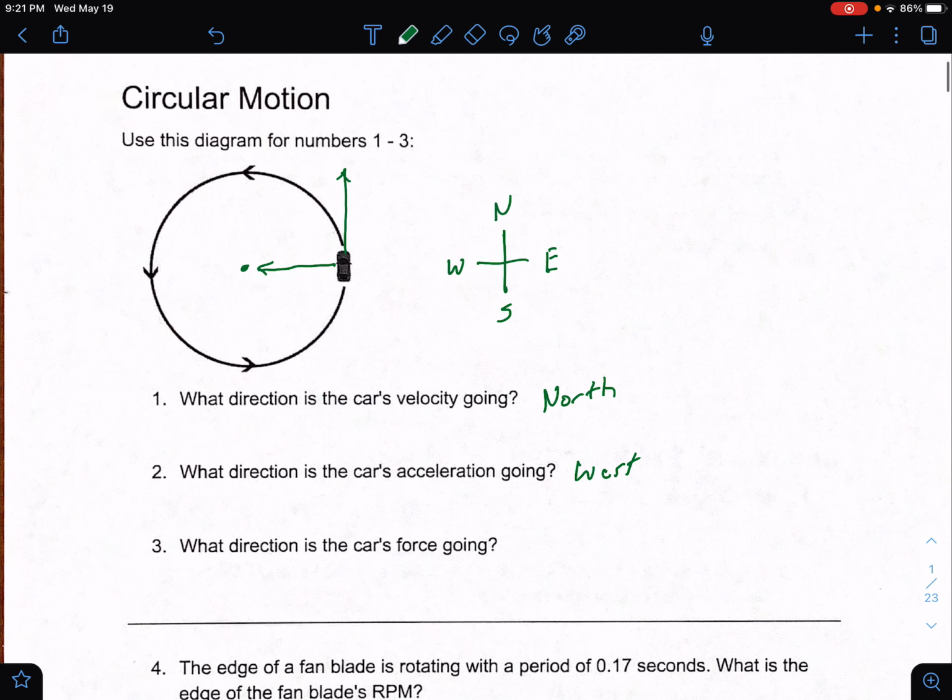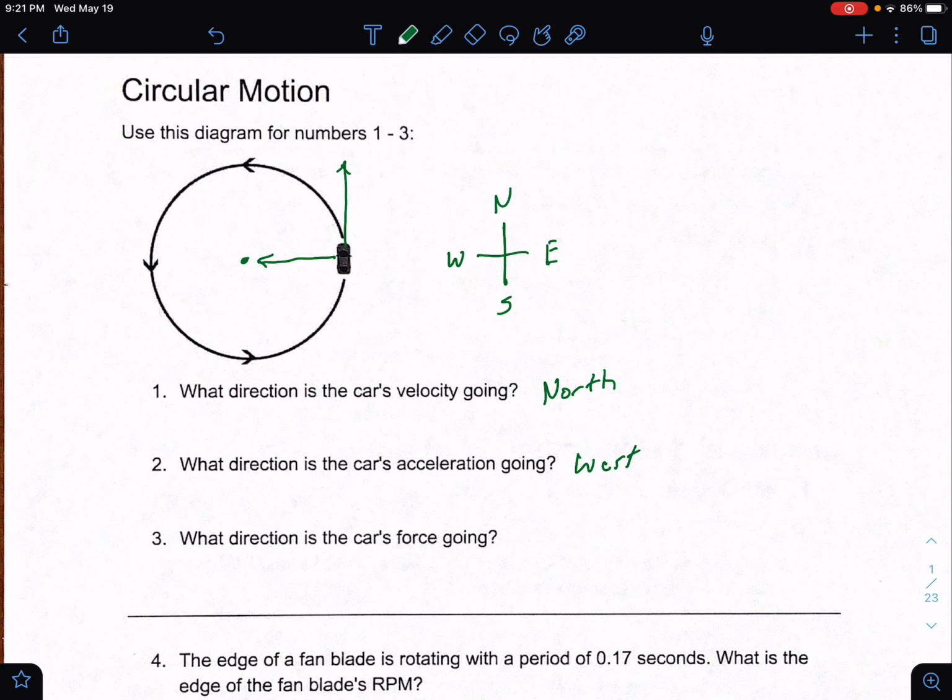And then what direction is the car's force going? The force and acceleration are always going toward the center because force equals mass times acceleration. So if they're in the same equation, they've got to be going the same direction. That means it's going west as well.